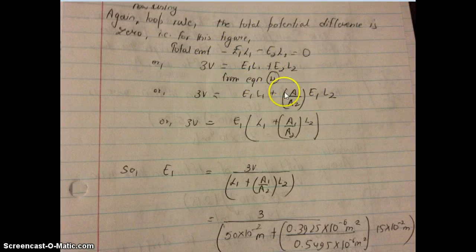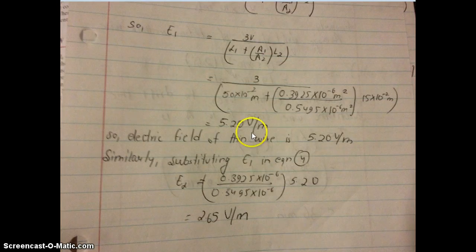Now substituting E2 from the previous equation, we get E1 equals 3 V divided by this component. Now putting in the values, E1 comes out to be 5.2 volt per meter, and here also you need to be careful about the units. Similarly, substituting E1 in equation 4, we get the value of E2 to be 2.65 volt per meter.